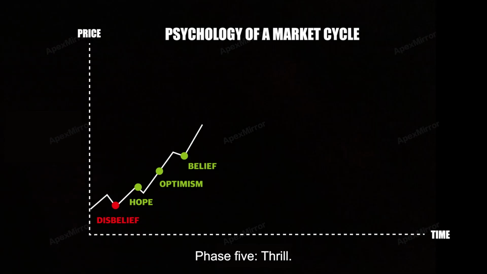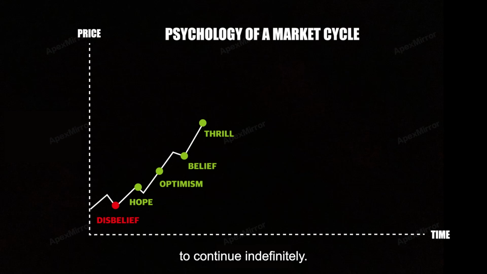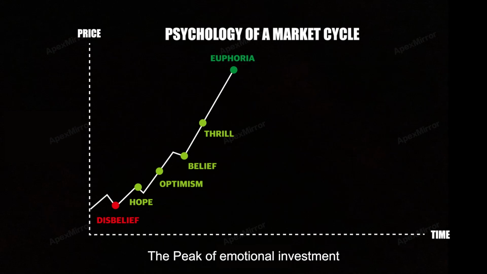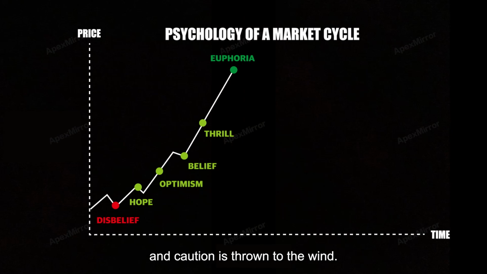Phase 5. Thrill. The thrill phase is characterized by exhilarating gains, often leading to overconfidence. Investors may take more significant risks, expecting the trend to continue indefinitely. Phase 6. Euphoria. The peak of emotional investment. Euphoria is marked by extreme optimism and often irrational exuberance. It's at this point that assets are often overvalued, and caution is thrown to the wind.